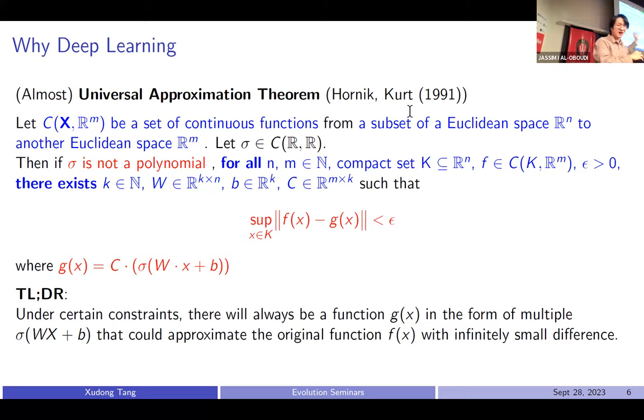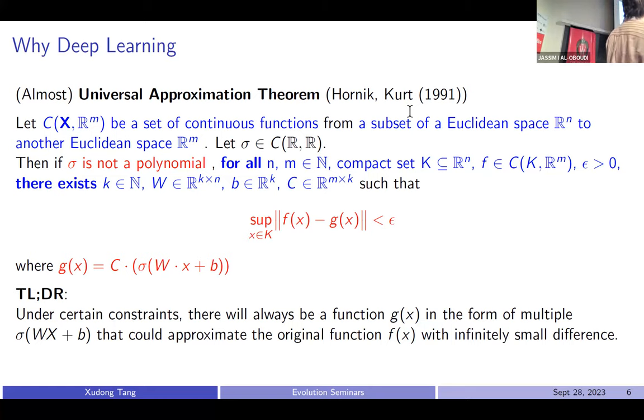The blue characters here are constraints that nobody cares about. The only important stuff here is the red ones. So let's say we have a function f(x). The f(x) is a function that we want to learn about. For example, for phylogenetic inference, f(x) could be mapping the sequence alignment into a topology. So we want to learn about f(x). What we want to do is, let's say we have a sigma that is not a polynomial function. Remember sigma from the previous slide?